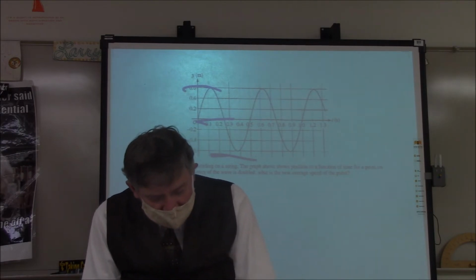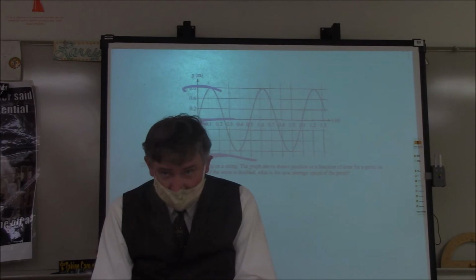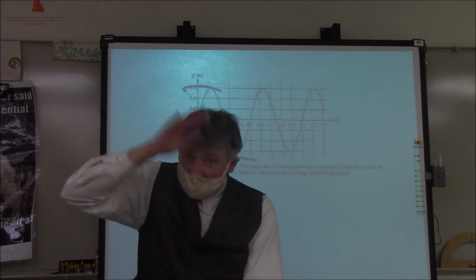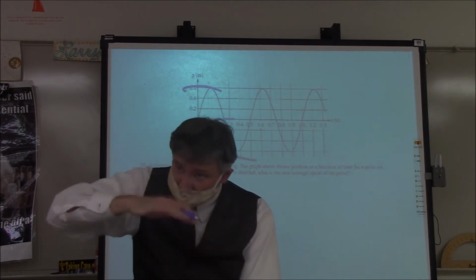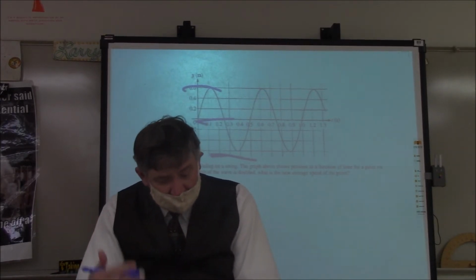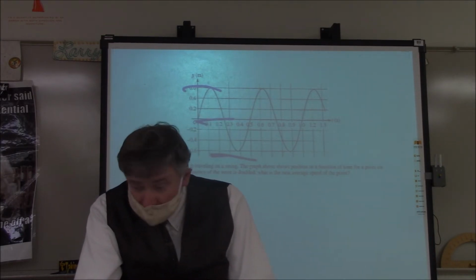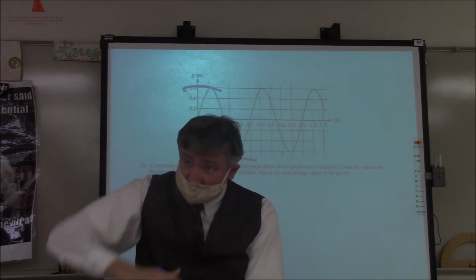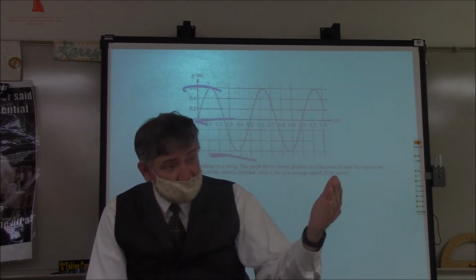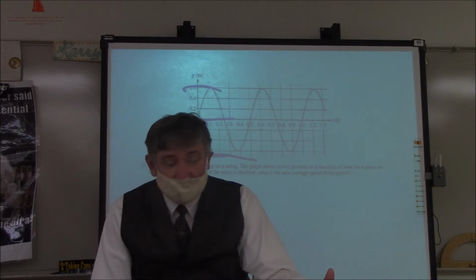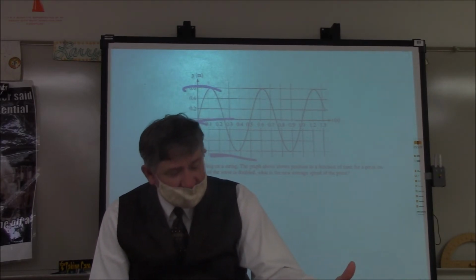Now, if the frequency of the wave is doubled, it's going to be moving twice as fast. So instead of having a period of half a second, it's going to have a period of 0.25 seconds. Is it still going to travel the same distance? Yes. So what's going to happen to the speed? It's going to double. So the correct answer is D.